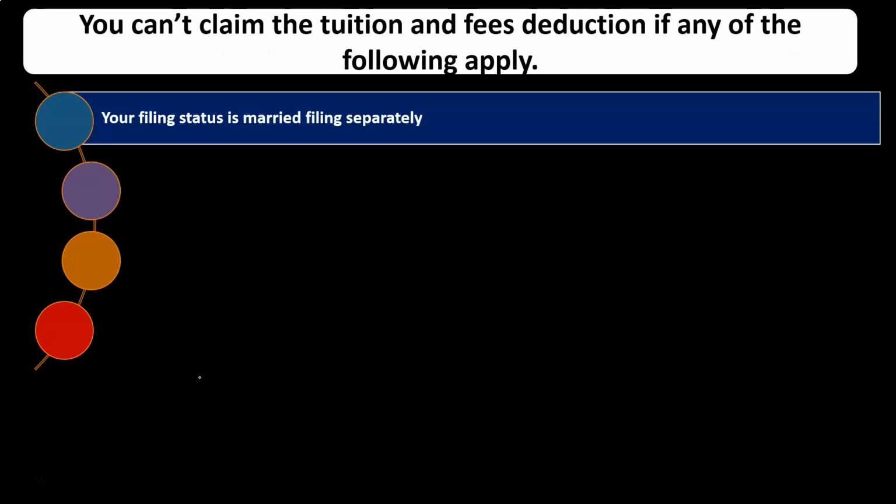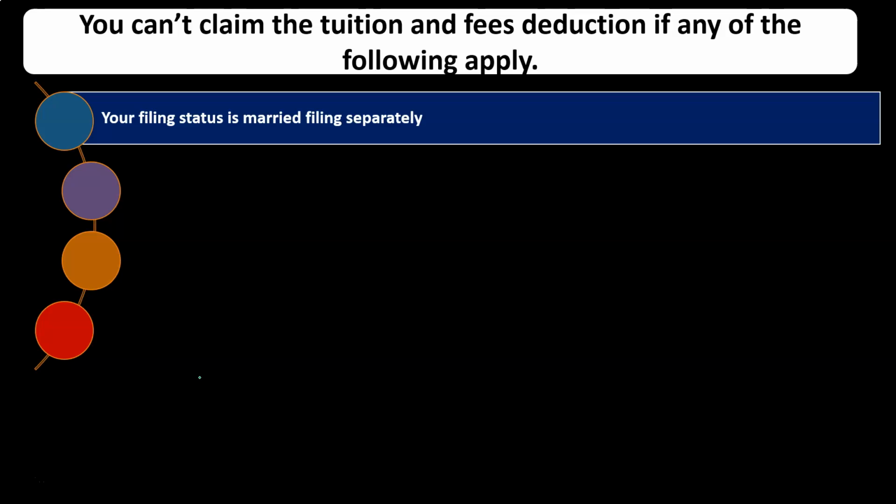You can't claim the tuition and fees deduction if any of the following apply. Your filing status is married filing separately. So again, this is one of those areas where the IRS is skeptical. If you're married, then you can't typically go back to single or head of household unless you're divorced, or you're going to be divorced, at least for tax purposes. You have the choice between married filing separately.